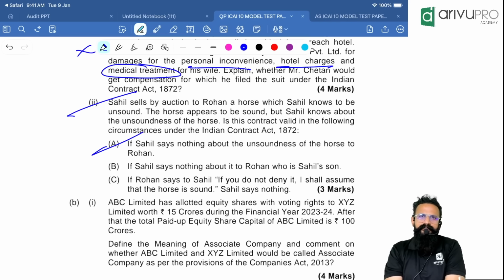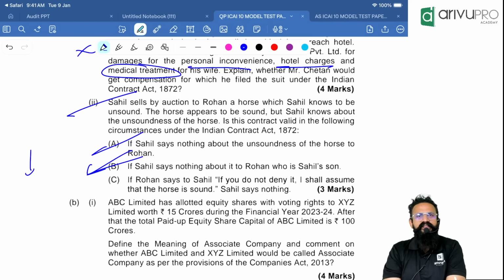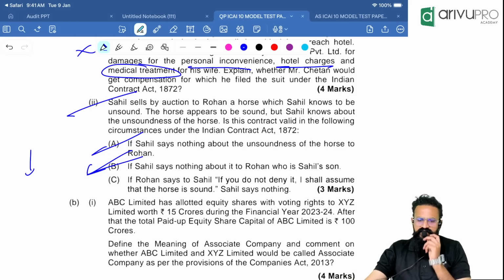Caveat emptor. If Sahil says nothing about it to Rohan, who is Sahil's son? So to my own son I have not disclosed anything. In this case, is it fraud? Answer is yes. Why? Fiduciary relationship. When a son is buying something from a father, he buys it with trust. He will believe that father does not cheat. So in that case, even if you remain silent, it will be considered as fraud.